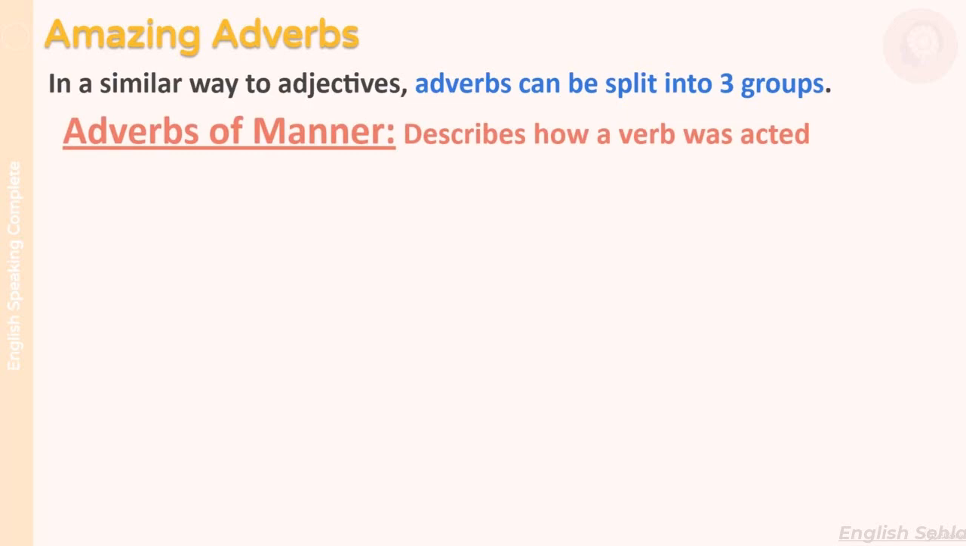Adverbs of manner. So this describes how a verb was acted. This is pretty much what people always define adverbs as. This is the first thought of what an adverb is. Slowly, badly, beautifully, loudly, happily.